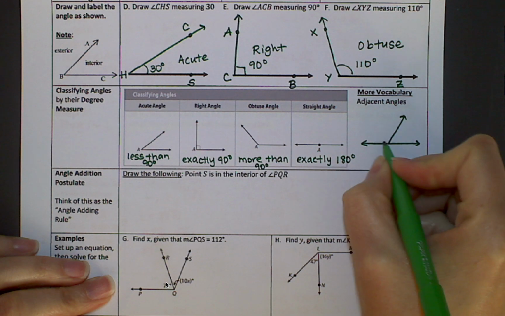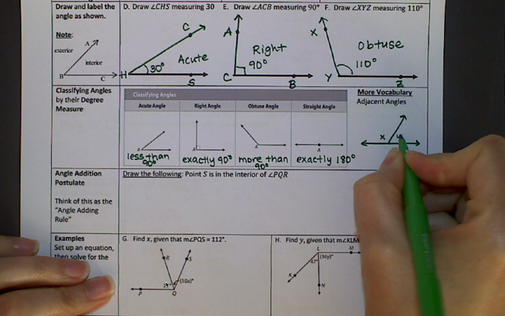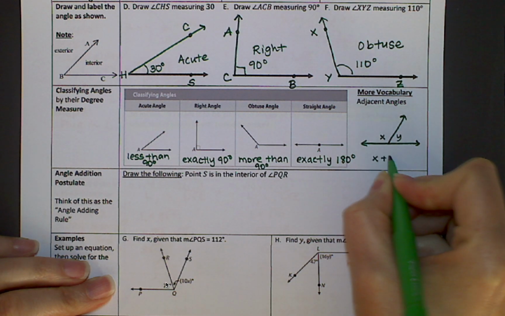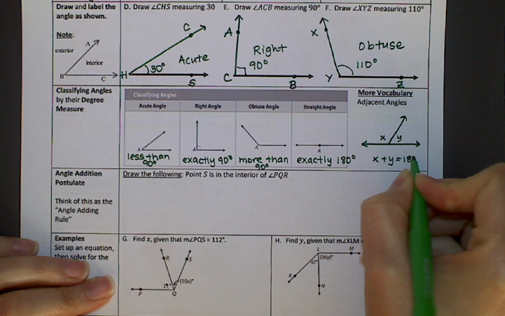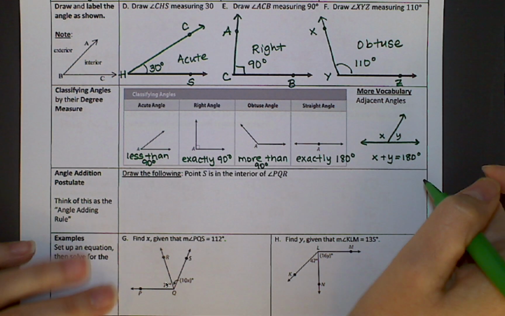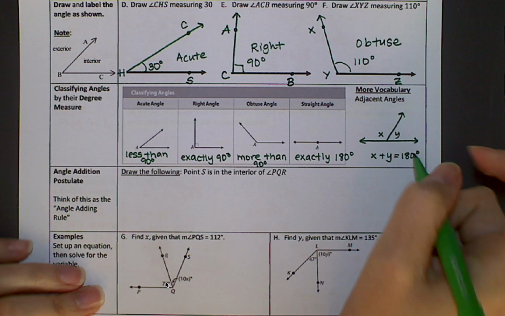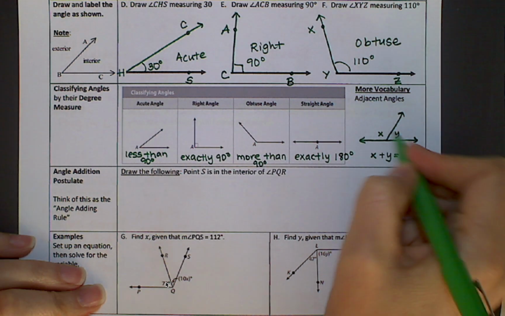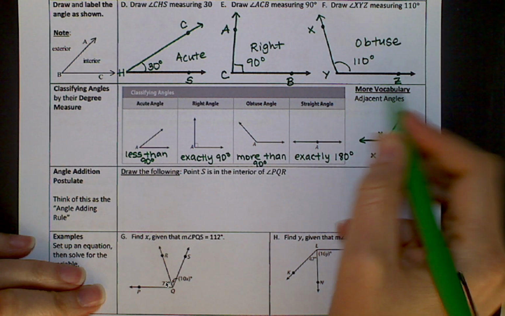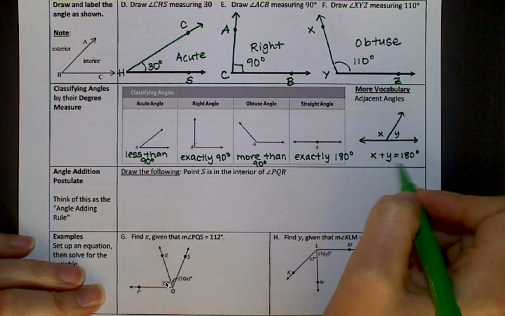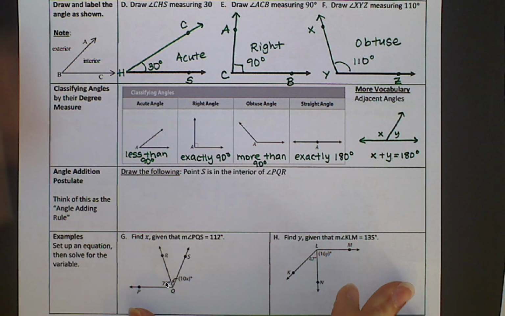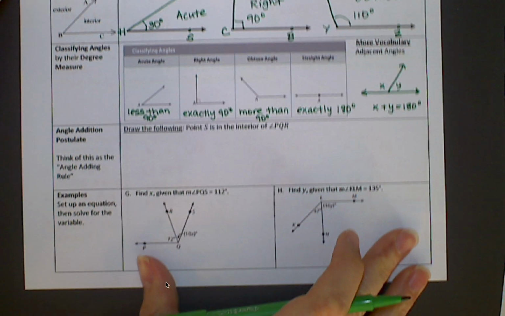So for instance, if we had X and Y here, X plus Y would equal 180 degrees, okay? So if I told you something was adjacent, you would know that 2 angles are next to each other. They don't have to necessarily be drawn like this, but if I added them together, they would give me 180 degrees, okay?